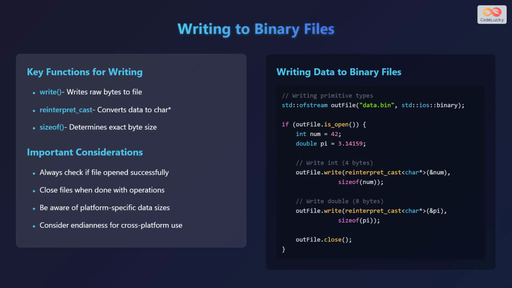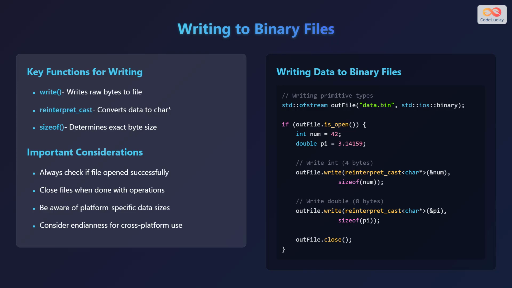When writing to binary files, several key functions are essential. The write function is used to write raw bytes to a file. The reinterpret_cast is used to convert data to a char asterisk, which is required by the write function. The sizeof operator is used to determine the exact byte size of the data being written.